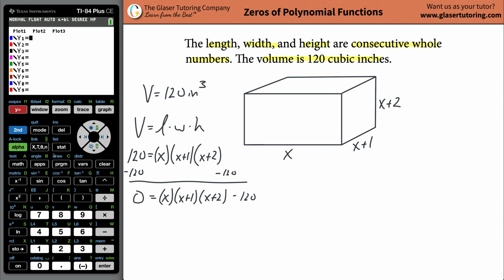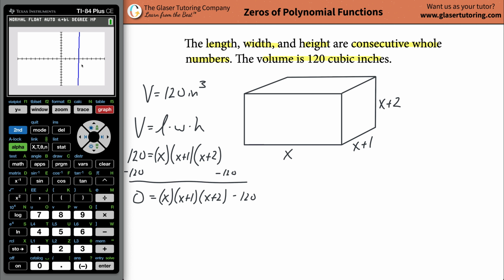So watch. All I'm going to do is now just start typing in the function. You don't even need parentheses there, technically. Just write x, then I'll input it exactly how I have it: parenthesis x close parenthesis, open parenthesis x plus 1, close it, and then open parenthesis x plus 2, and close it. Then type in minus 120. Okay, hit graph.